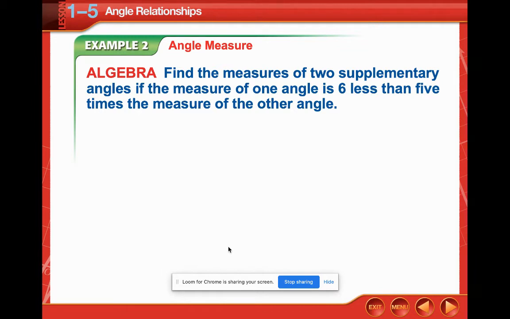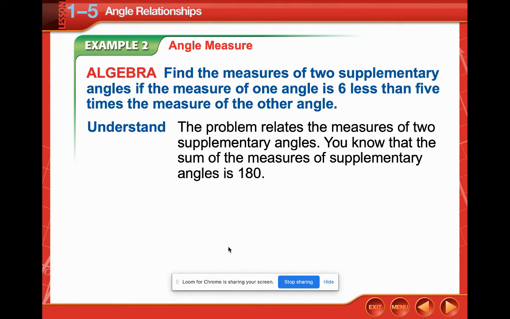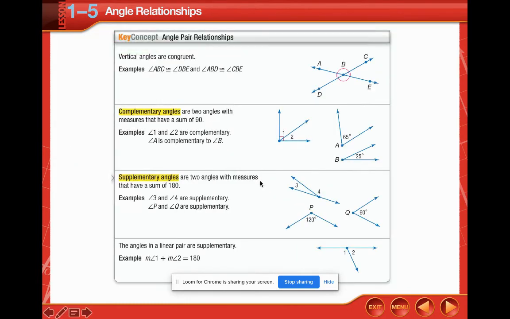Okay, so find the measures of two supplementary angles if the measure of one angle is 6 less than 5 times the measure of the other. The problem relates the measures of two supplementary angles. You know that the sum of the measures of supplementary angles is 180. We know that because we just learned it. Two angles that add together to equal 180.